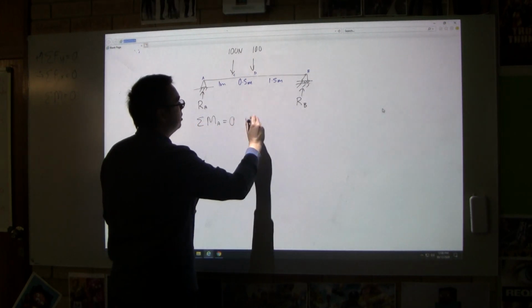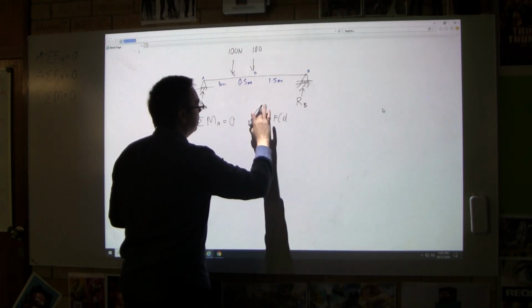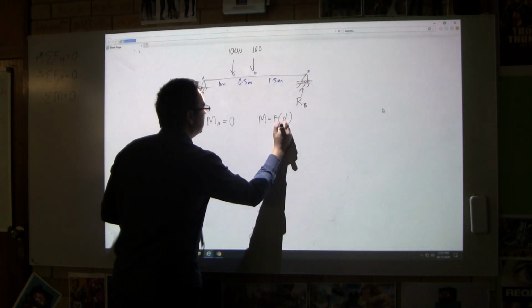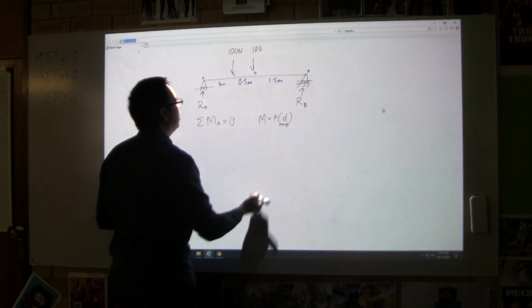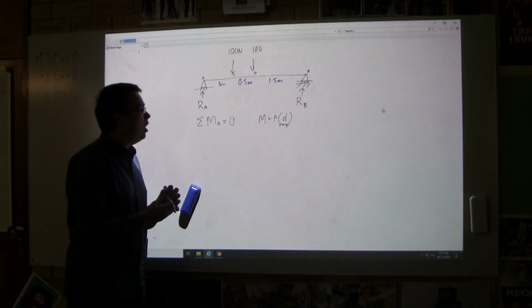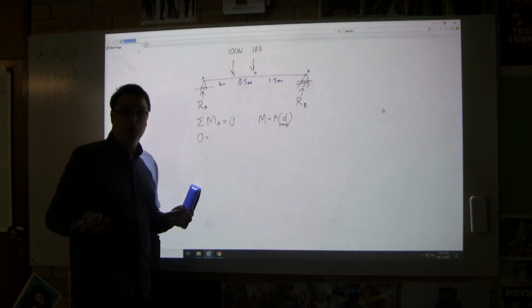Now I'm just going to say it as a reminder, M equals force times d. And then I'm going to write underneath that "perp", just to remind myself that's perpendicular distance. Okay. So let's have a look at the forces. Well, I wrote 0 because I know that's the final answer I'm going to get to.